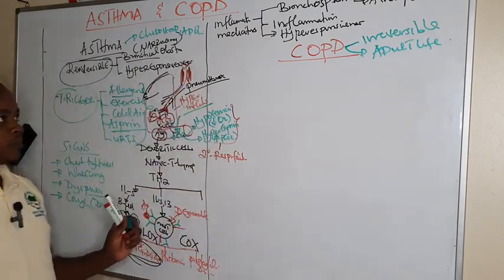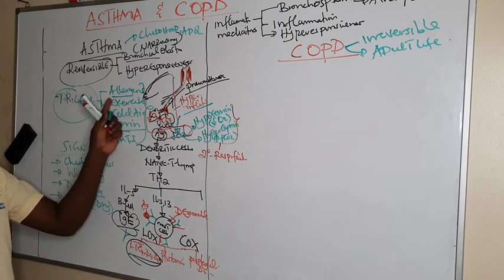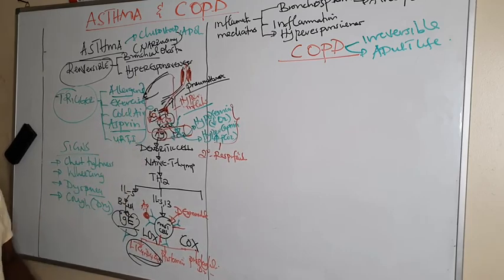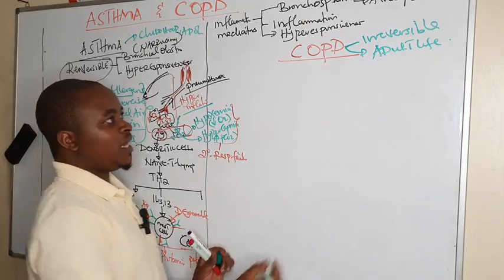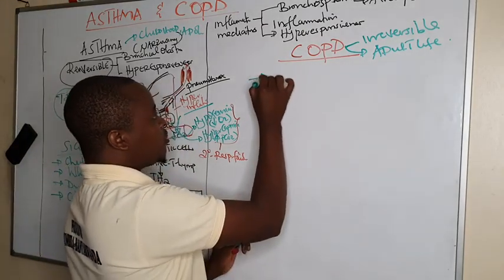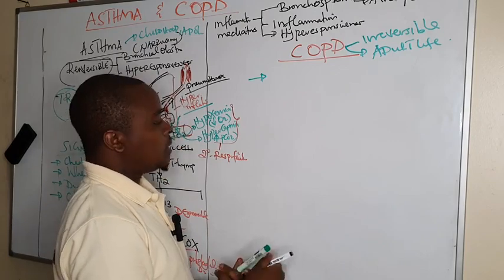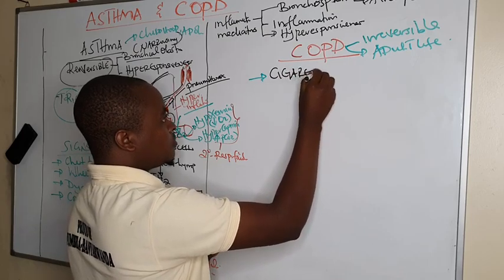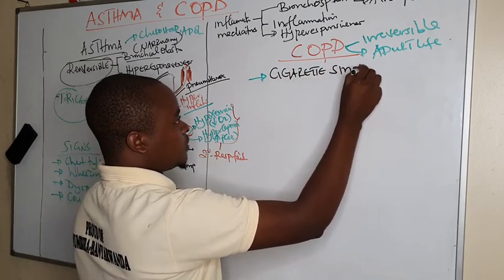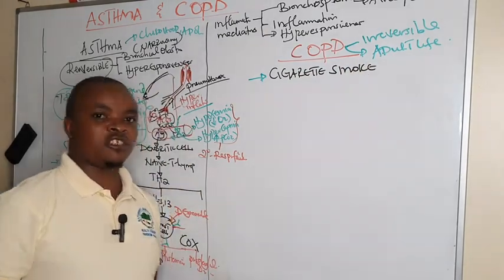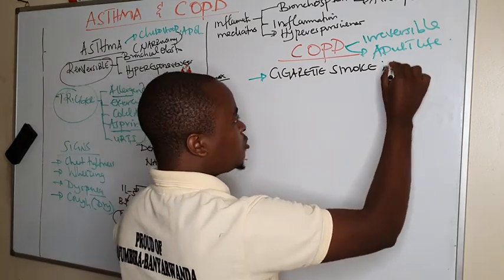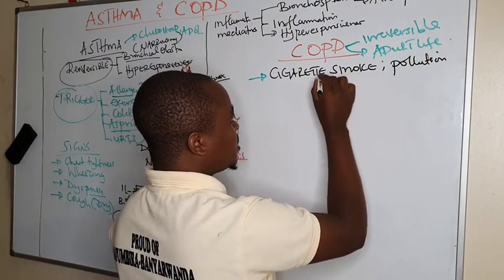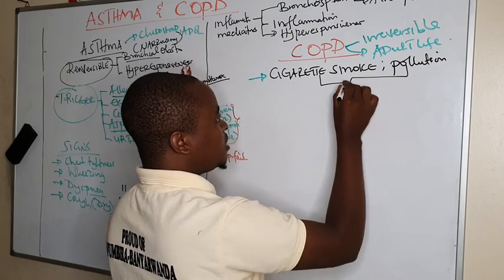We have seen in asthma, the major trigger factors are allergens, exercise, aspirin, cold air, or other infections, whereas in COPD, the major cause or trigger is smoke, cigarette smoking, which brings about irritation, or any other environmental pollution irritants. Environmental pollution brings about respiratory irritation.